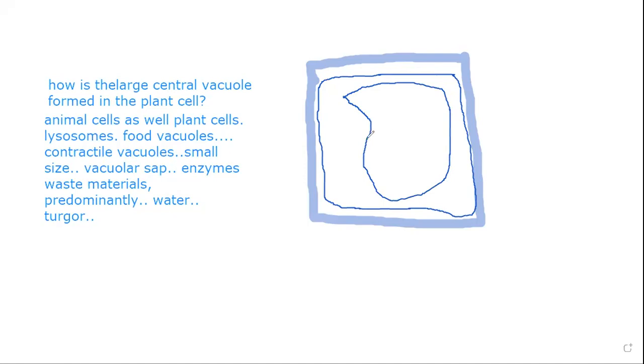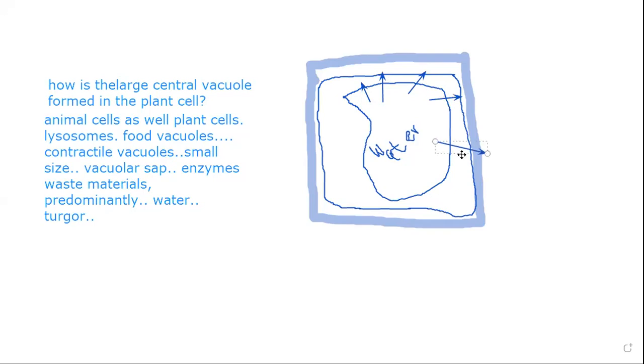What do we have here? Let me try to write it. Here we have a lot of water. We have a lot of water present inside it, and this water is going to exert a lot of pressure. And how is the water going to exert pressure? In which direction is the water going to exert pressure? The water is going to exert pressure in this direction. It's going to exert pressure in this direction.